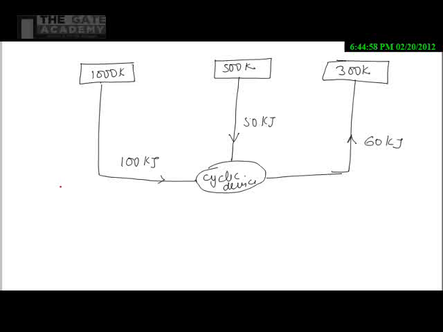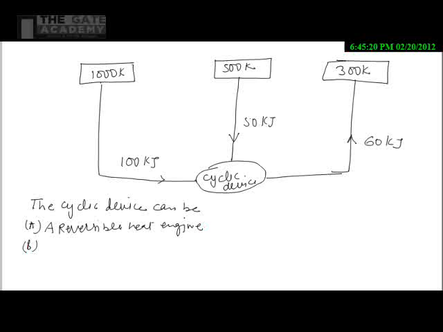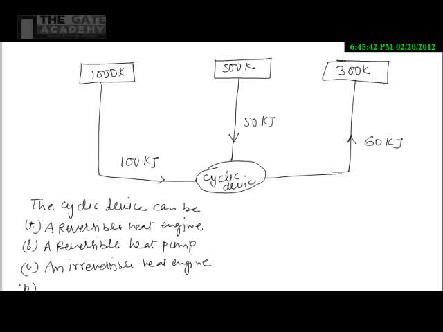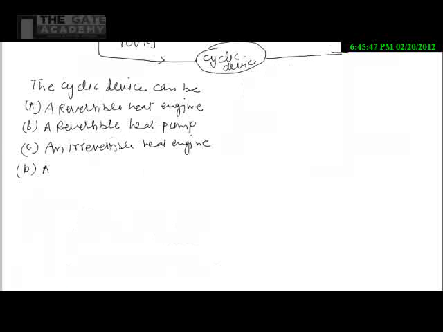So now the question is: the cyclic device can be, option A, a reversible heat engine; B, a reversible heat pump; C, an irreversible heat engine; and D, an irreversible heat pump or an irreversible refrigerator.